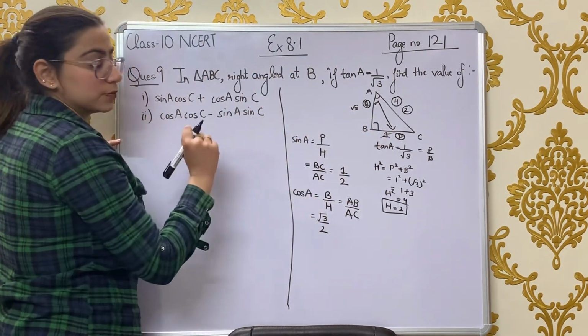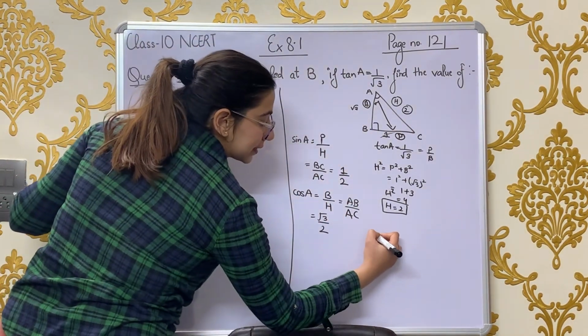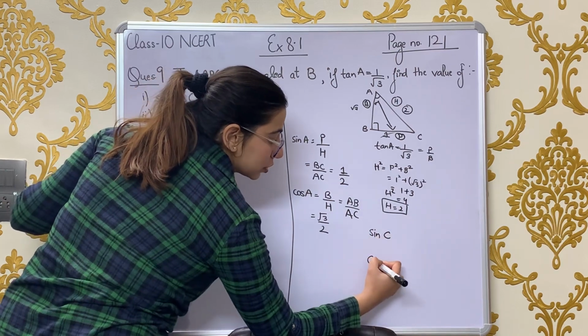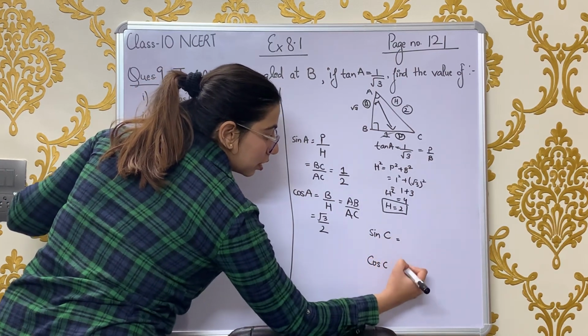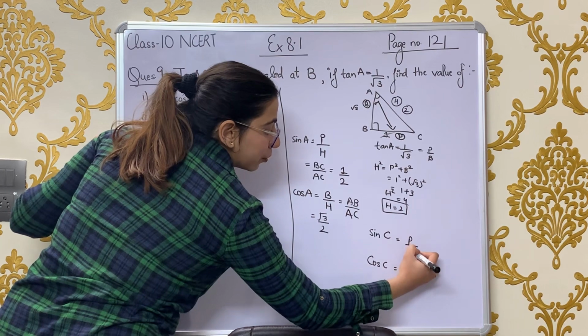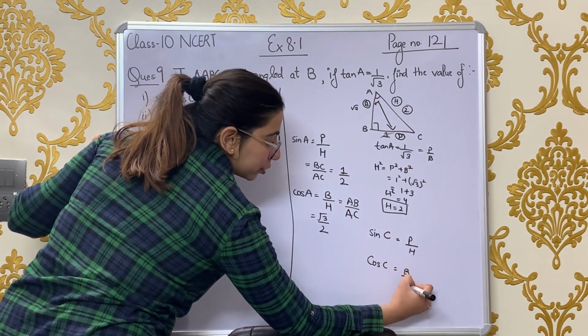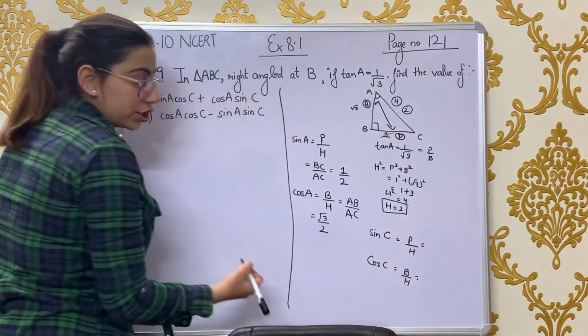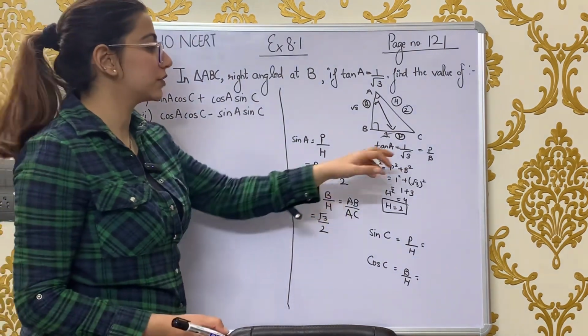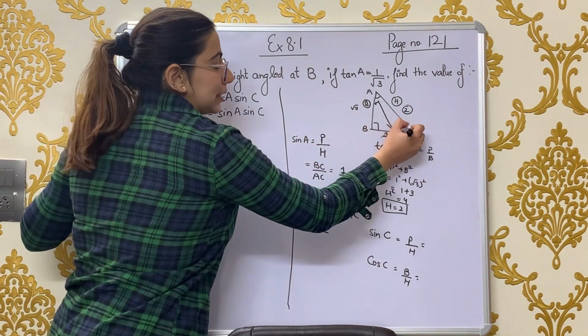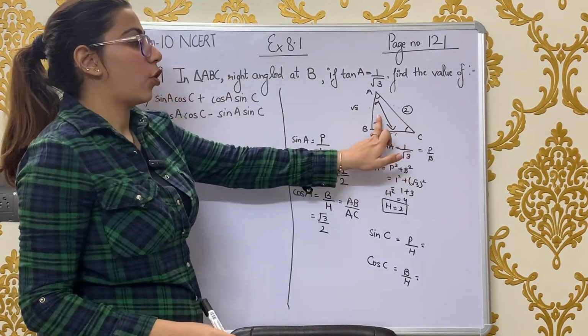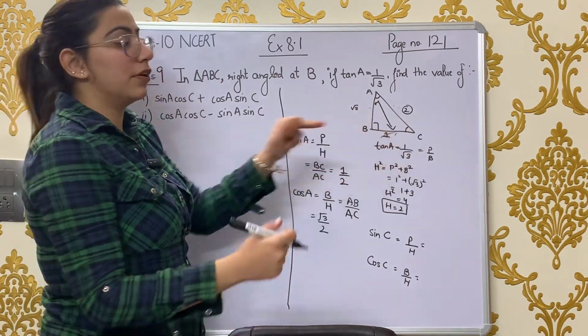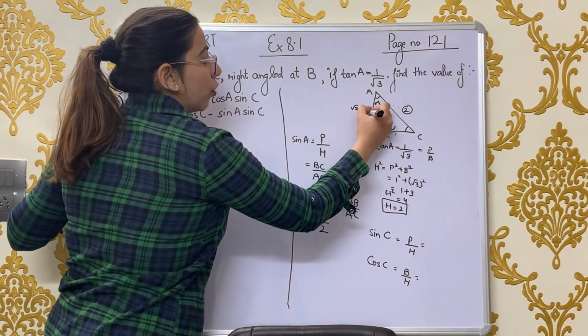Now to solve in terms of C, we need to find again sin C and cos C. It's still going to be perpendicular by hypotenuse and base by hypotenuse, but the sides would change now because we are calculating in terms of C. So when angle C is considered, the side opposite to angle C is AB and that is going to be a perpendicular now.